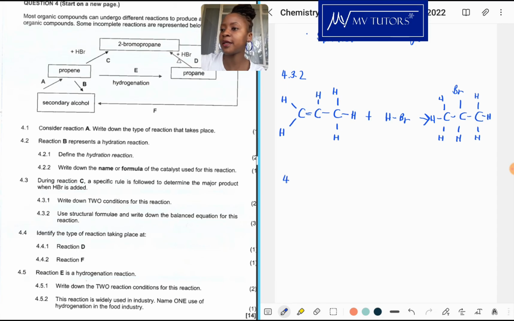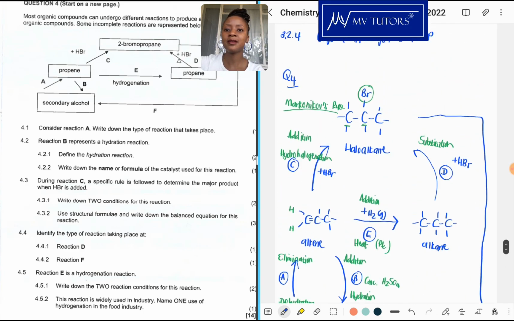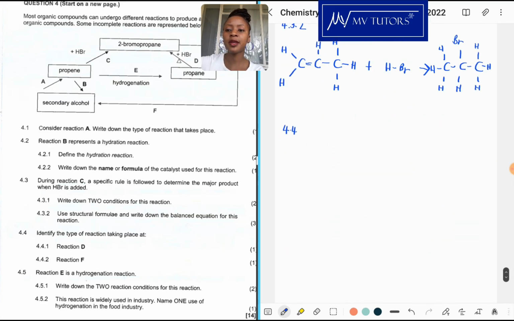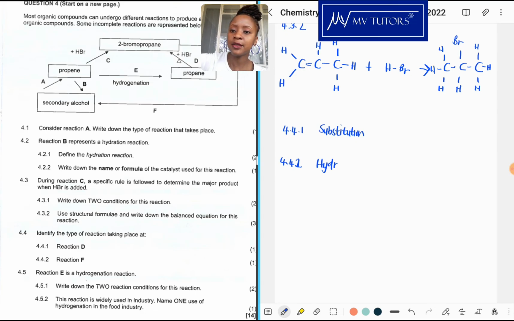Okay, now 4.4. It says, identify the type of reaction taking place at D. So D, looking at it, is a substitution reaction, and F is also substitution. So you can write substitution for both. If you want to be specific about 4.4.2, you could say hydrolysis. But both of them are substitution reactions. You'll get marks for saying substitution for both. Hydrolysis.